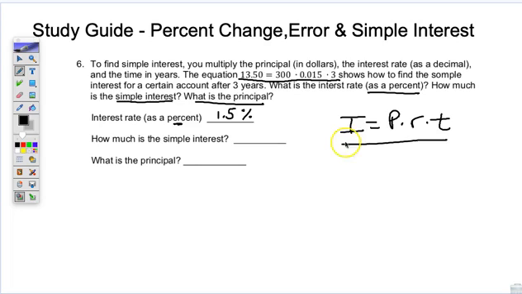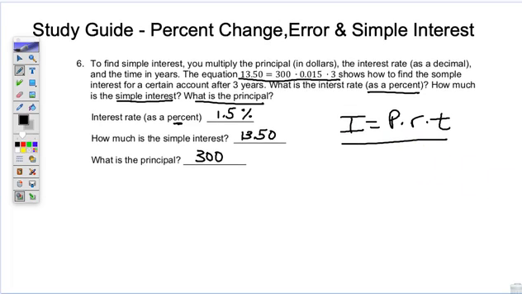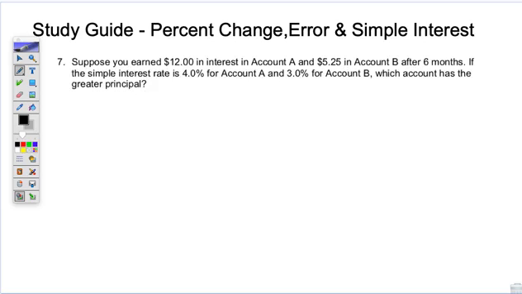How much is the simple interest? That would be I. So it looks like in this one, it's going to be $13.50. And what is the principal? That's $300. So for this particular question, you only need to look at the equation and pick out the various values. Okay, so let's go ahead and move on then to the next question. Oops, I think I passed it up. We're going to do number 7 next.